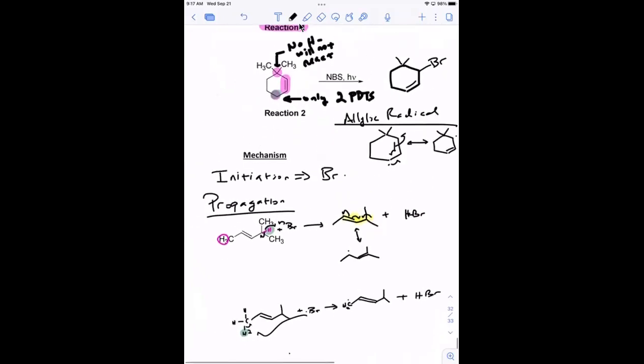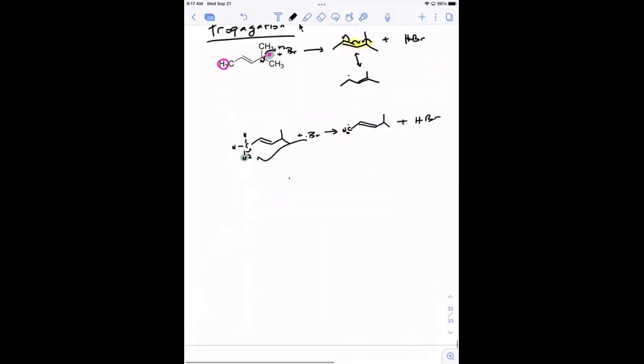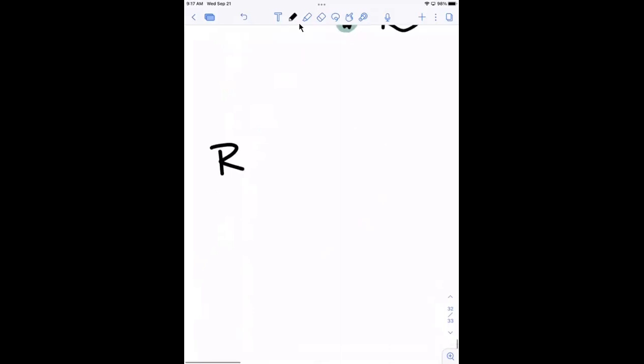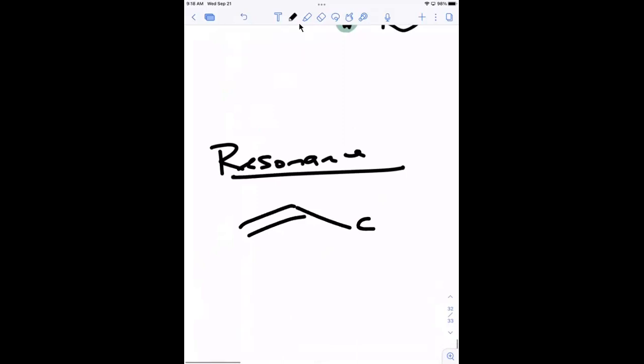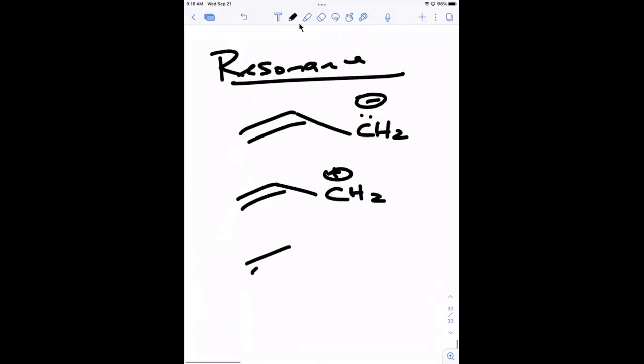So let me go back. First of all, in order to do resonance, you've got to have a specific scenario. You've got to have a donor and an acceptor adjacent. So for resonance, you really have three scenarios: an allylic anion, an allylic cation, or an allylic radical. All of them do resonance differently.